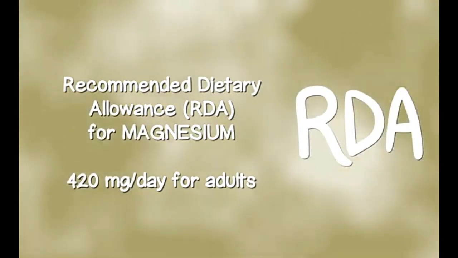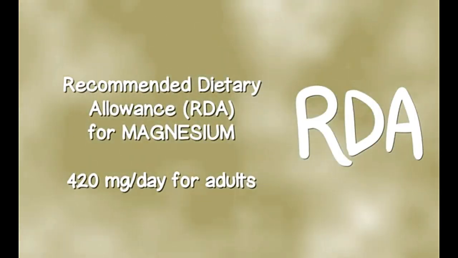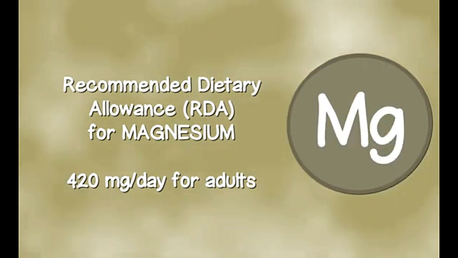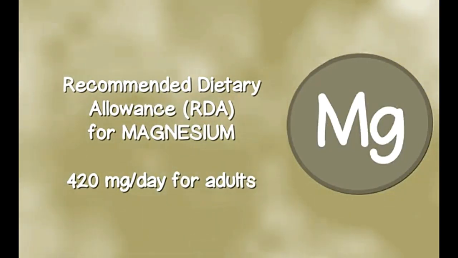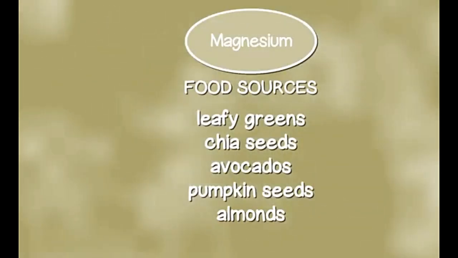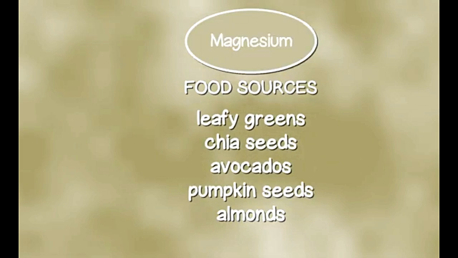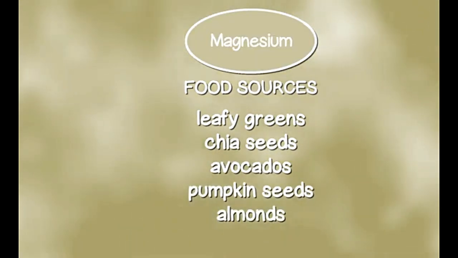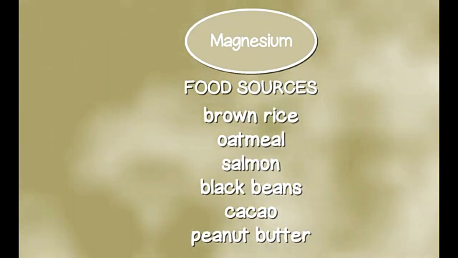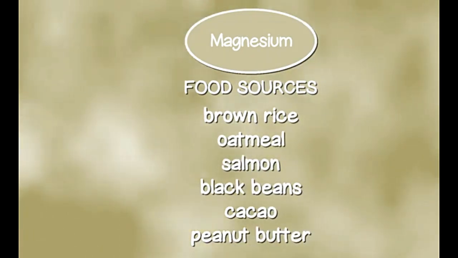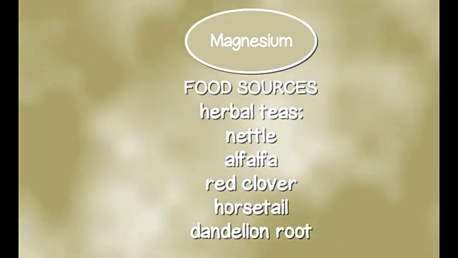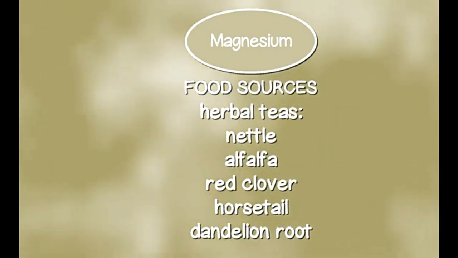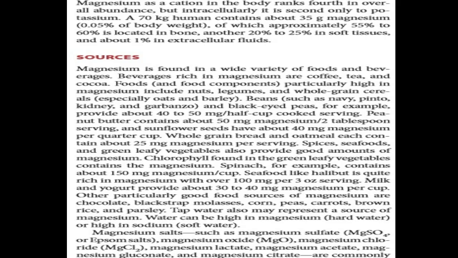The recommended dietary allowance for magnesium is 420 milligrams a day for adults based on a 2,000 calorie daily diet, but can be lower or higher depending on one's age or gender. Food sources include green leafy vegetables, chia seeds, avocados, pumpkin seeds, almonds, brown rice, oatmeal, salmon, black beans, cacao, peanut butter, and herbal teas like nettle, alfalfa, red clover, horsetail, and dandelion root.